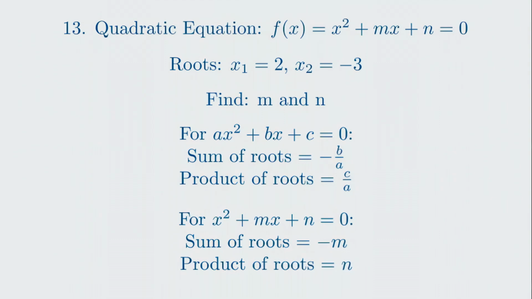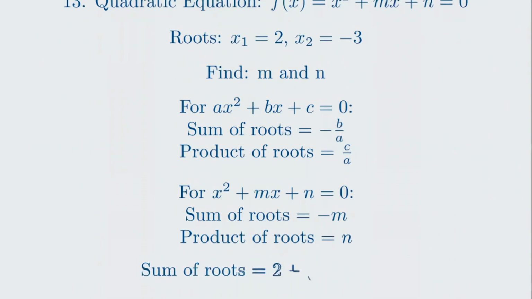Now let's use the given roots 2 and 3. First, let's find the sum of the roots. 2 plus 3 is 5.